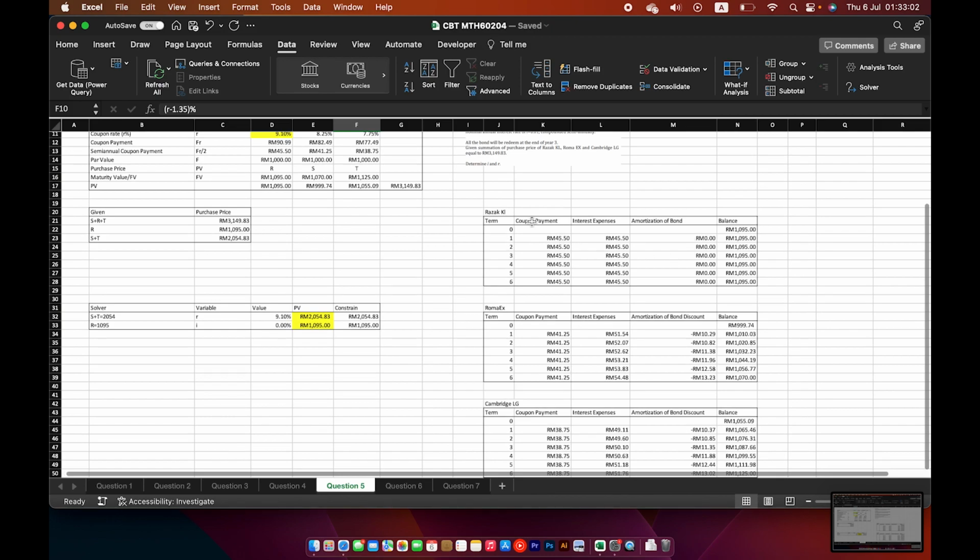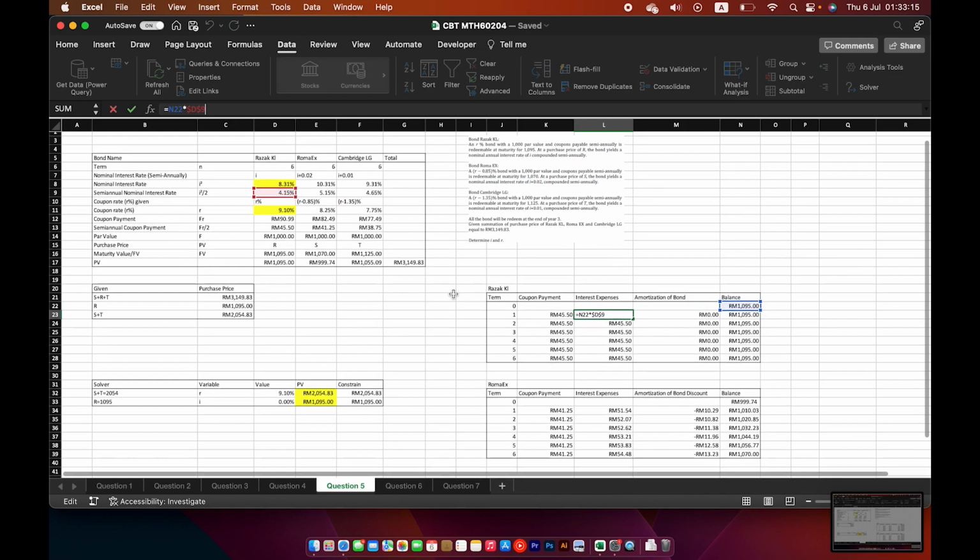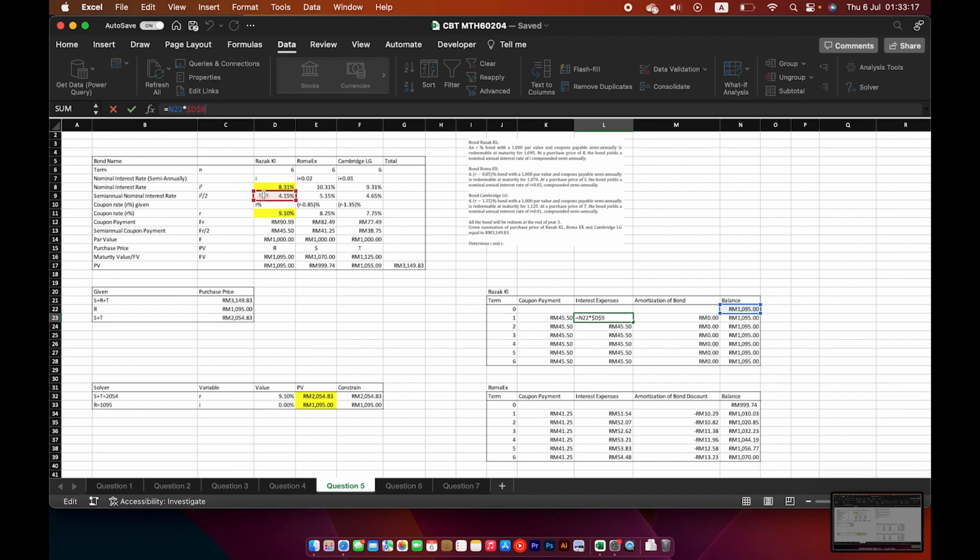We are using the amortization table, the amortization schedule, to check whether our answer is correct or not. For the interest expenses here, we are using our balance times the interest rate divided by 2 because it's semi-annually, I upper 2 divided by 2.